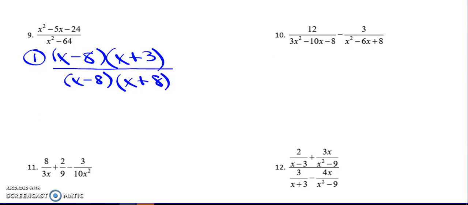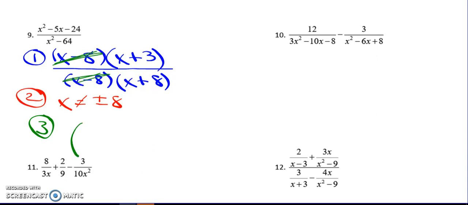Got a difference of 2 squares in the denominator. Nice and easy factor in the numerator. Before I cancel, make sure I list x cannot equal plus or minus 8. So then go down to number 3. Final answer. Make this a little bit cleaner, I'm sorry. Over x plus 8.